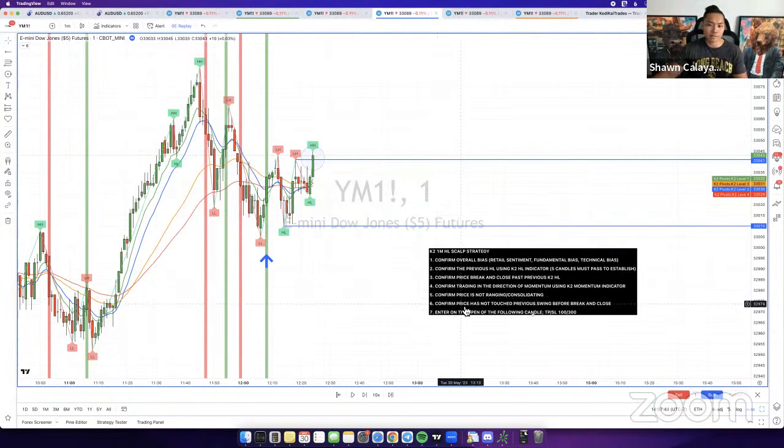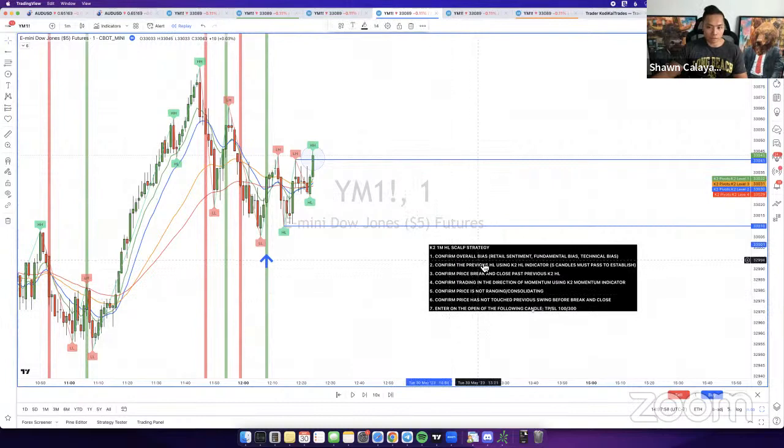Lastly, you just want to make sure that price has not touched the previous swing before the breaking close. In order to do that, you want to look back and see if any candles have touched this high low. This right here was never touched, so everything's been met. You have all the criteria over here. We'll go over them again step by step.